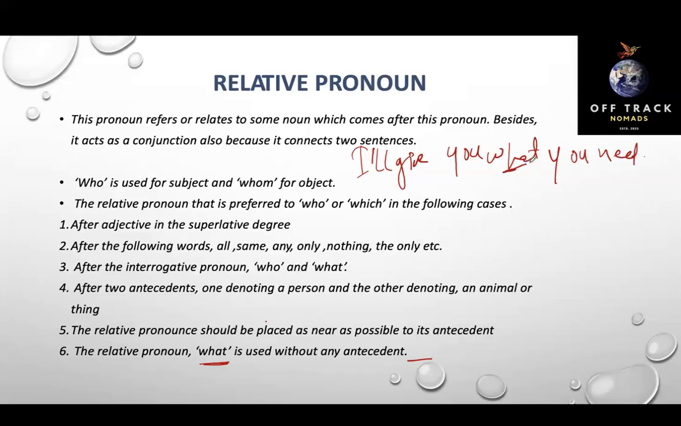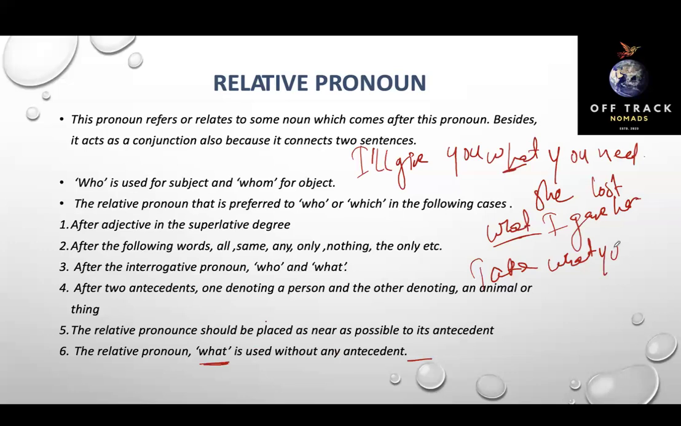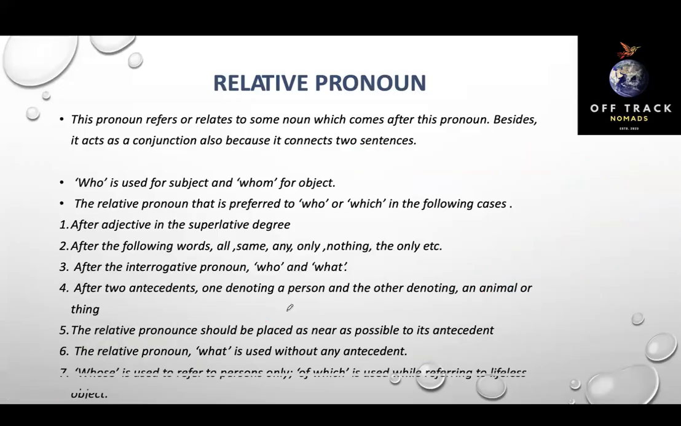That which. Next example I can give you is she lost what I gave her. What I gave her. So here can you see the usage, what is used as a relative pronoun also and as a noun also. Another example, take what you want. Here are some easy words. Take what you want. I have used what here. Okay. Next, let us see the next one now.